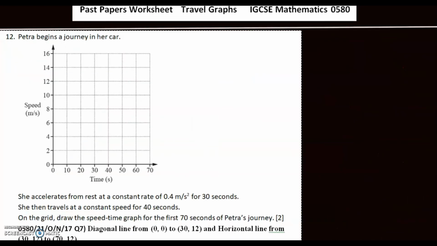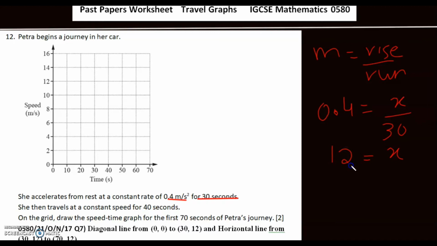The next question. Petra begins a journey in her car. She accelerates from rest at a constant rate of 0.4 meters per second square for 30 seconds. So we have the acceleration, we have the time as well. So acceleration is actually the slope, and slope is rise over run. So acceleration is 0.4, rise I don't know, the run is 30. So 0.4 times 30 is 12. So rise is 12 and the run is 30.